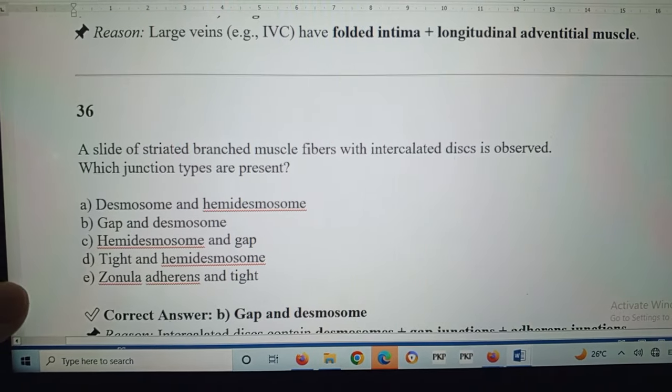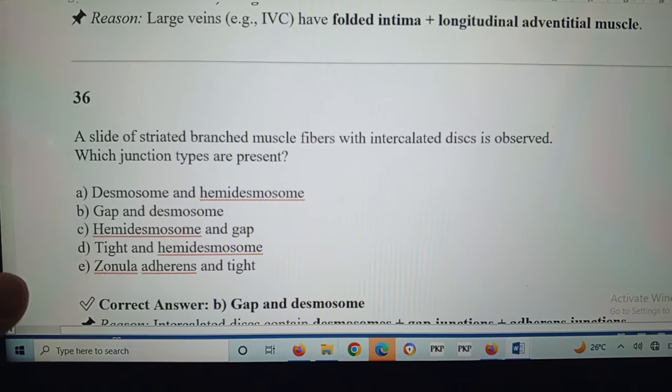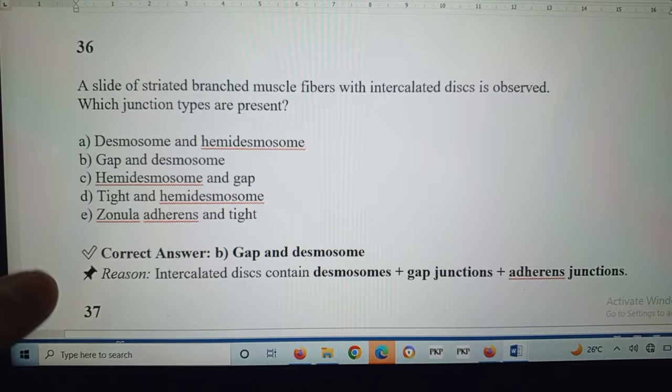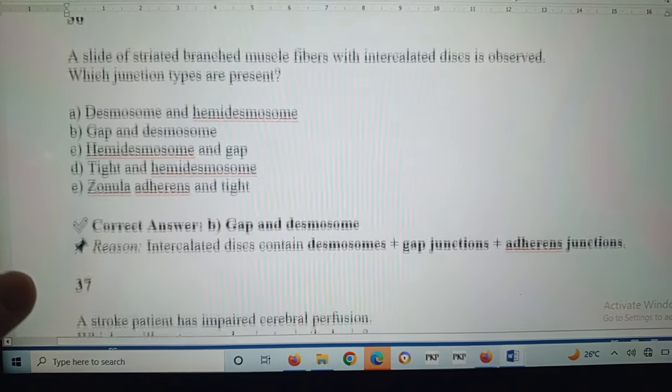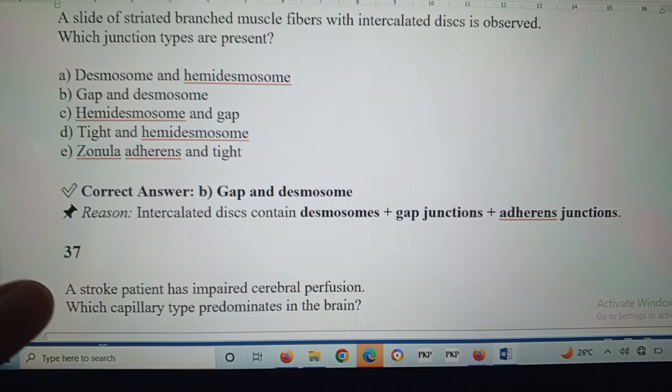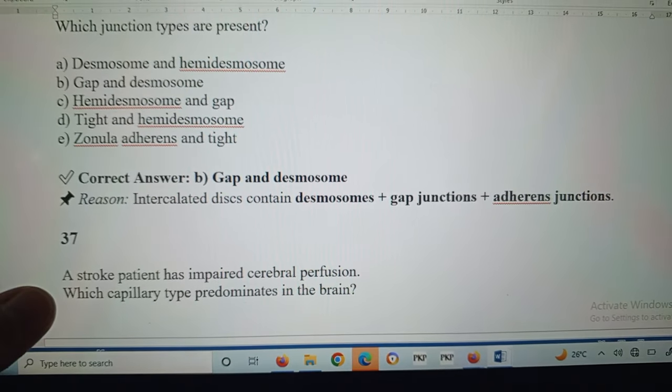A slide of striated branching muscle fibers with intercalated discs is observed. Which junction types are present? Gap junctions and desmosomes are present. Intercalated discs contain desmosomes plus gap junctions plus adherens junctions.